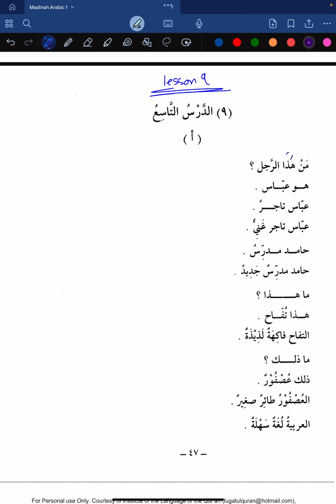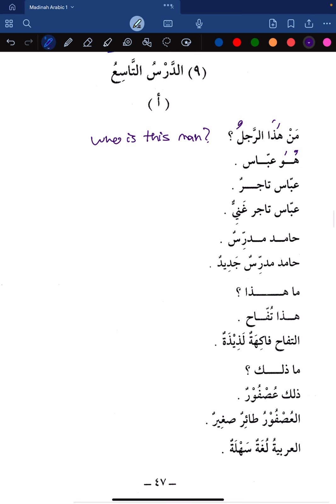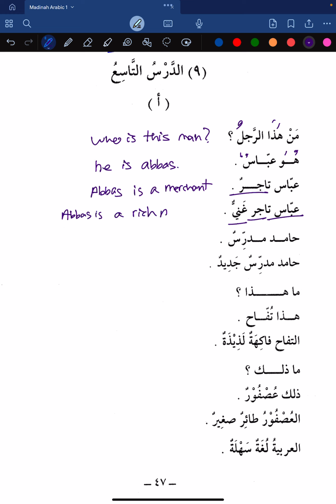Who is this man? I have a conversation here. He is Abbas. Abbas is a merchant, which is delightful. Oh, he's not just any merchant. He is quite rich. Abbas is a rich merchant, which is great.